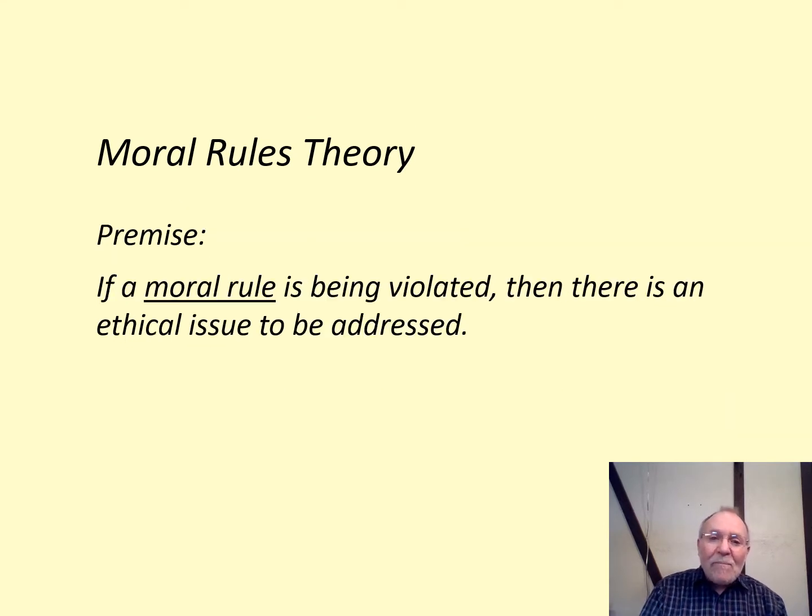So here's the premise. If a moral rule is being violated, then there is an ethical issue to be addressed. If no moral rule is being violated, then there's no ethical issue. And Kant makes it, not Kant, but Gert makes it even simpler. He says there are 10 moral rules, only 10.